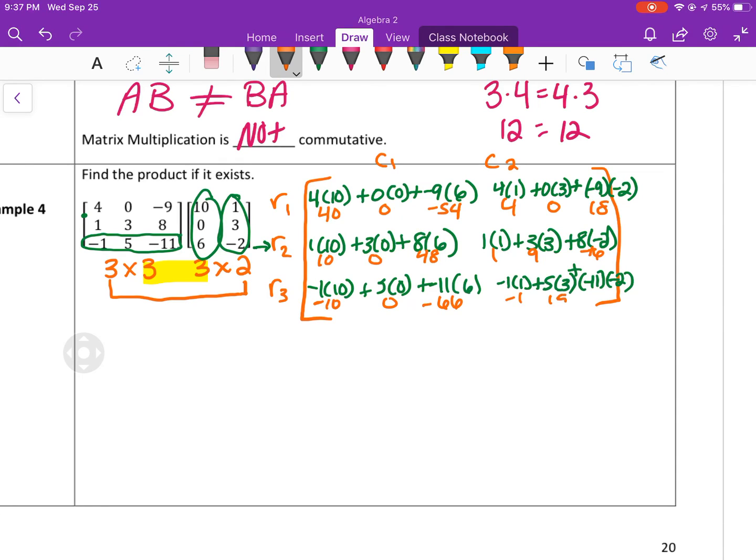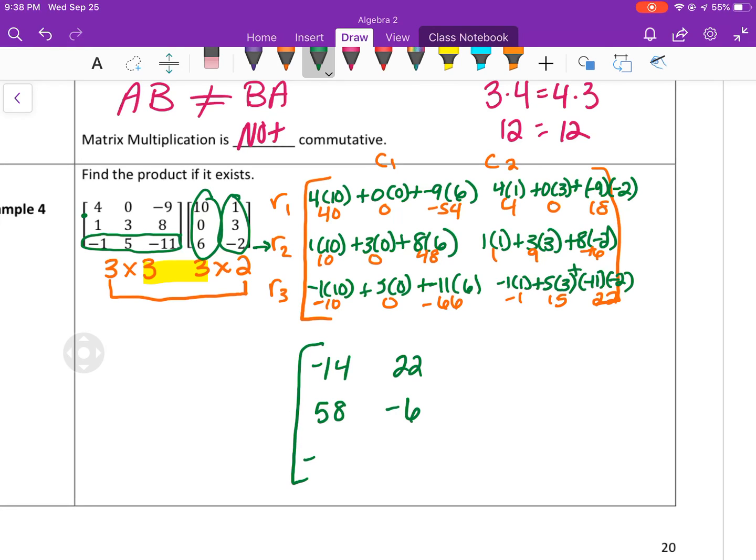Negative 1, 15 here, and 22. And then adding those up are going to give me my final answers. So 40 plus negative 54 will be negative 14. 4 plus 18 will be 22. Row 2, column 1, 10 plus 48 is 58. Row 2, column 2, 10 plus negative 16 will be negative 6.